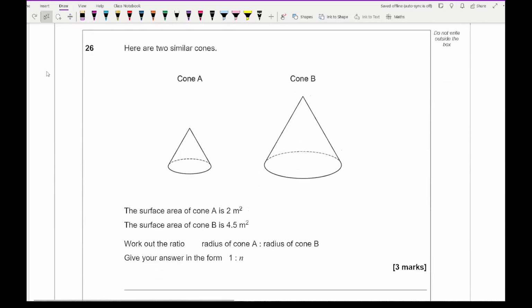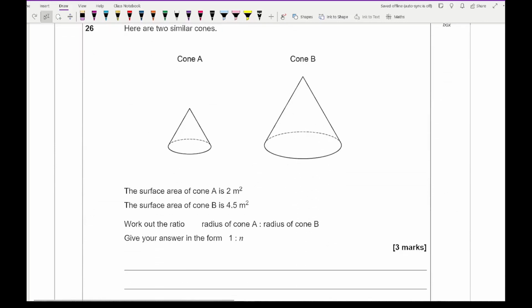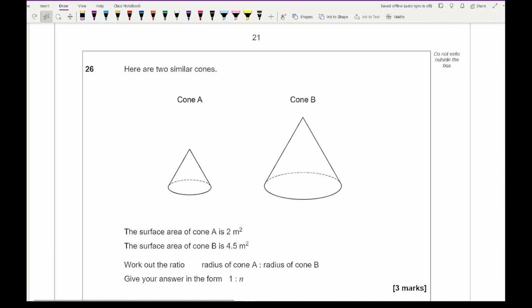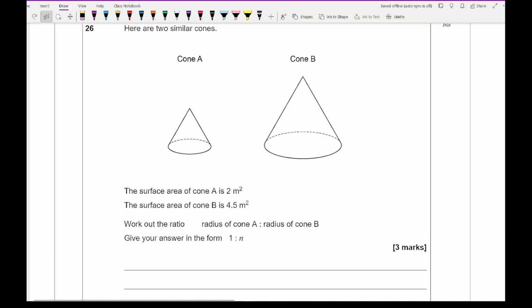Moving on to question 26, it says here are two similar cones. The surface area of cone A is 2 meters squared. The surface area of cone B is 4.5 meters squared. Work out the ratio of the radius of cone A to the radius of cone B. Give your answer in the form 1 to n.